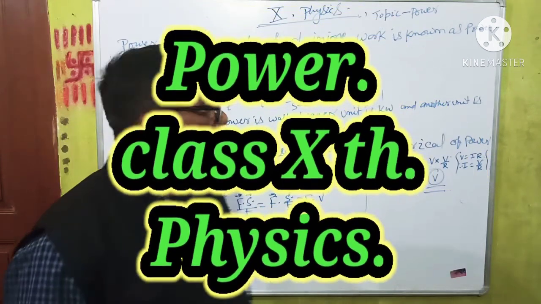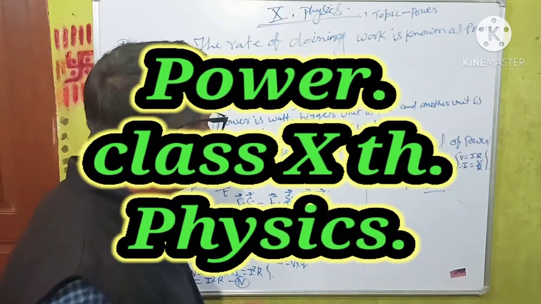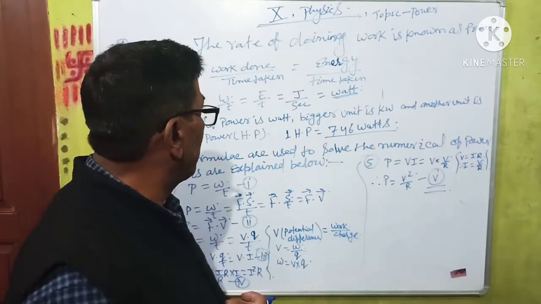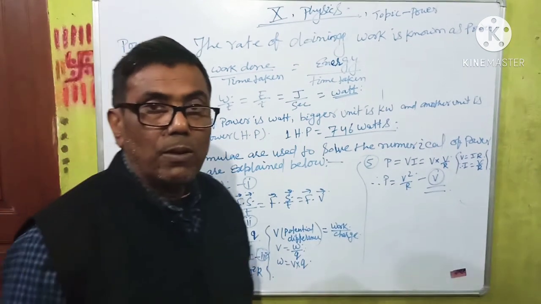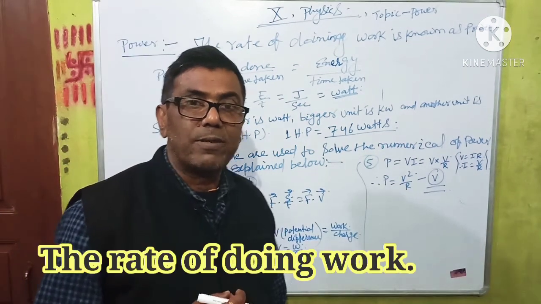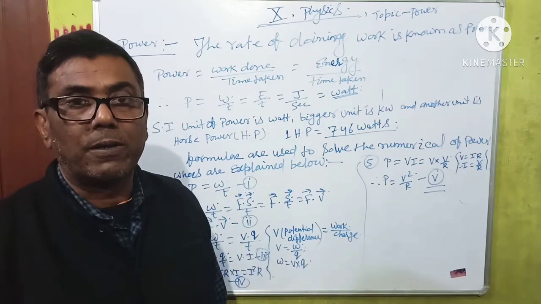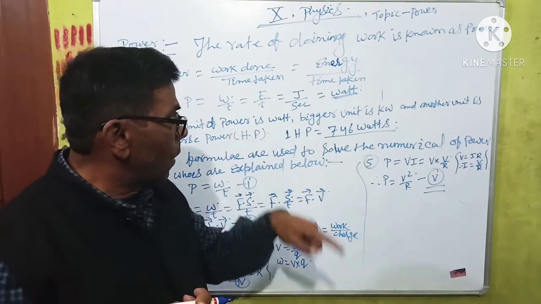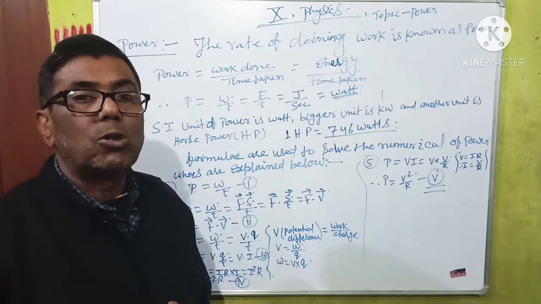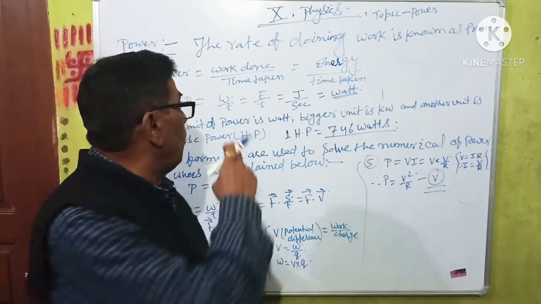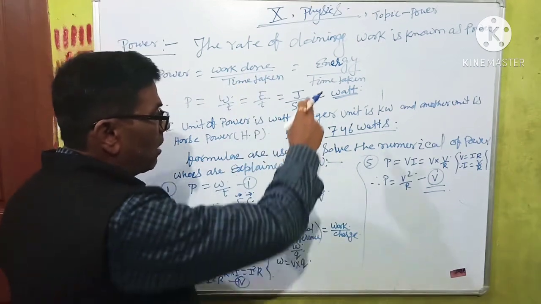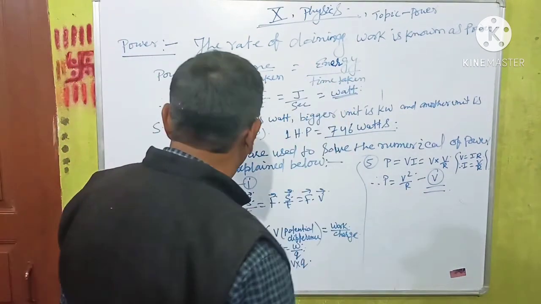Today I am going to teach you about the topic power, a standard class 10 topic. We know that the definition of power is: the rate of doing work is known as power, or the rate of doing energy is also known as power. So, power is equal to work done by time taken, which is equal to energy by time taken.